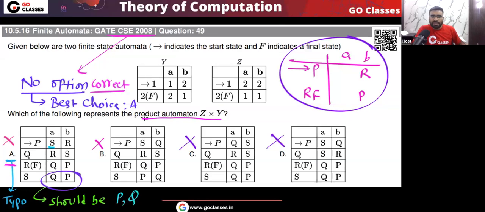Actually, this question will definitely become marks to all, because you can challenge it and no option is correct. But still you should fill the best choice. Whether you fill option A or not, you will get marks, because this question will become marks to all. But still, my suggestion is that you should always select the best possible choice. I hope you understood this question. Now let's move on.